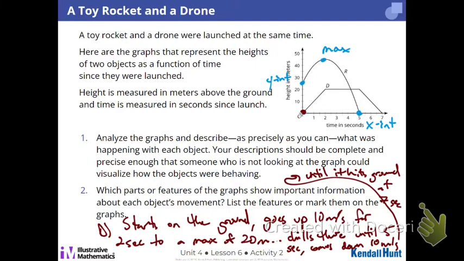So defining characteristics here, my max would be this whole interval, right? That's the max. Here, this interval here, I said 10 meters per second. I've got a starting point, I've got an ending point. This is an x-intercept here too. And then I gave this interval the negative 10 meters per second. So I have a lot of defining characteristics that I can explain exactly what happens.